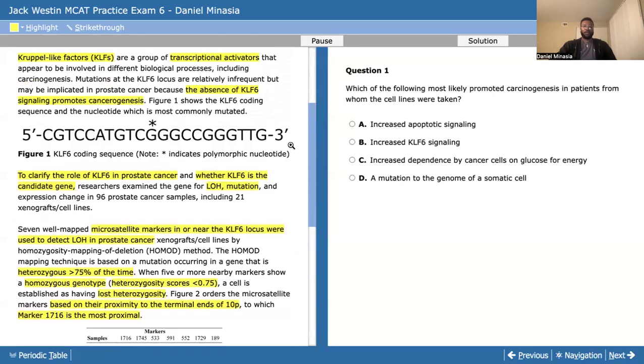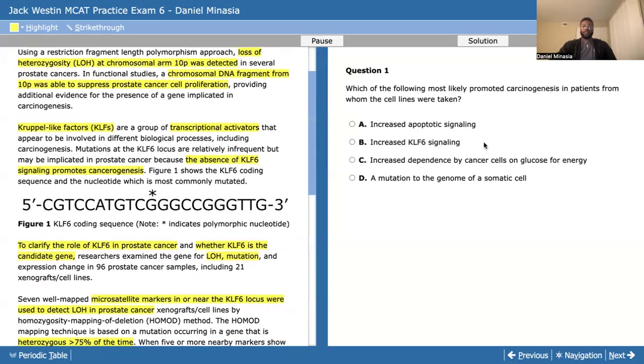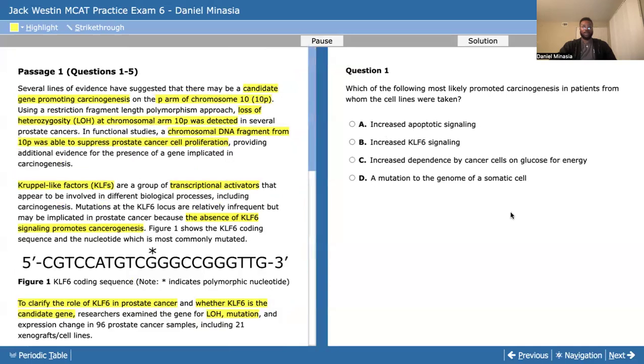Increased KLF6 signaling. This is a trick answer because we already established that KLF6 is a tumor suppressor gene. So increasing KLF6 will never promote carcinogenesis, because we've established it's a tumor suppressor gene because its absence promotes carcinogenesis. So if it was a proto-oncogene, yes, definitely, then this would be the right answer, but it's not. So increased KLF6 signaling, no, because the absence of KLF6 is what promotes carcinogenesis. Okay, so wrong answer. Increased dependence by cancer cells on glucose for energy. Very, very wrong answer. Bad distractor even. We didn't talk about glucose at all in this passage, so no.